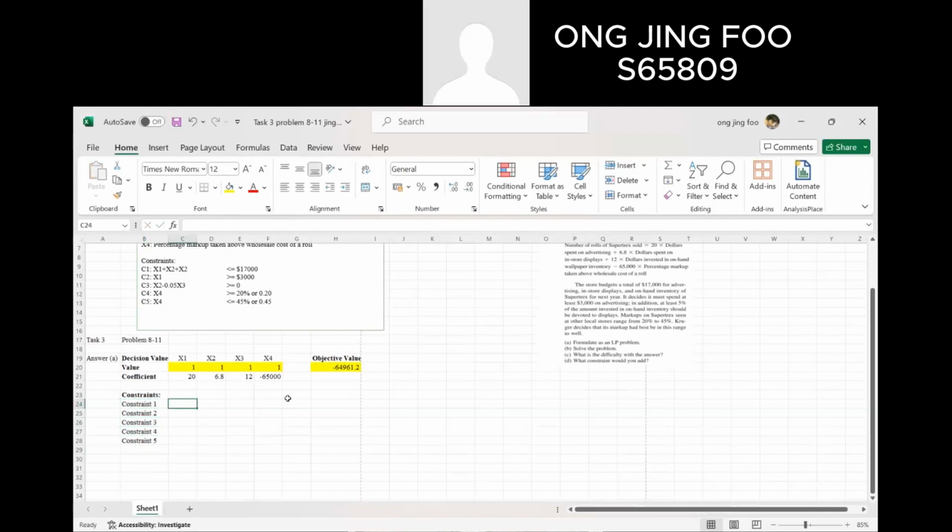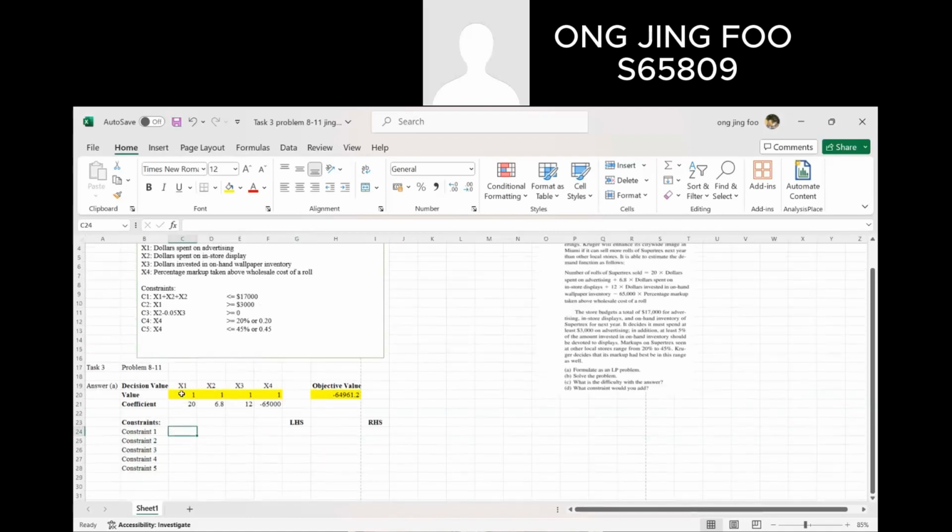Okay, so the next step is very important for how we solve to get the answer. So before that, we write down the left hand side and right hand side first. Okay, just to center. The way we put down in this constraint is, actually this is very simple and easy. So for example, constraint one.